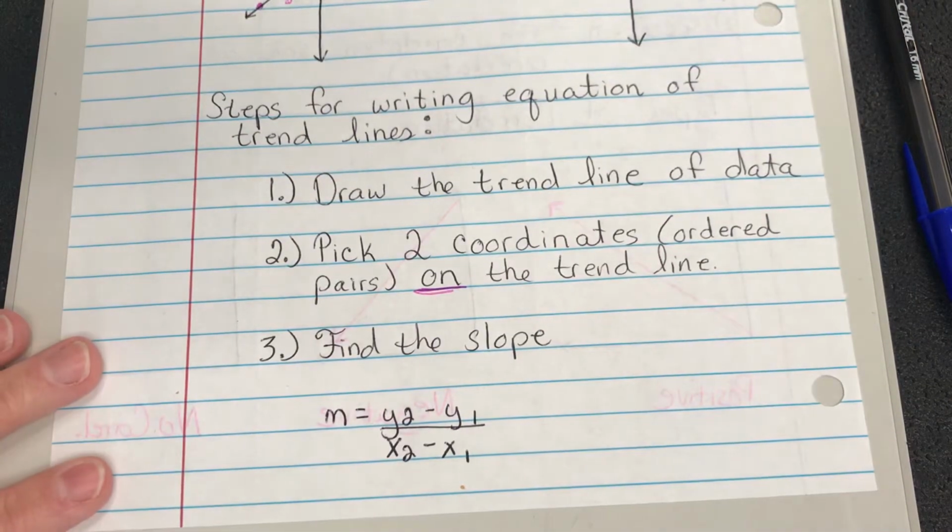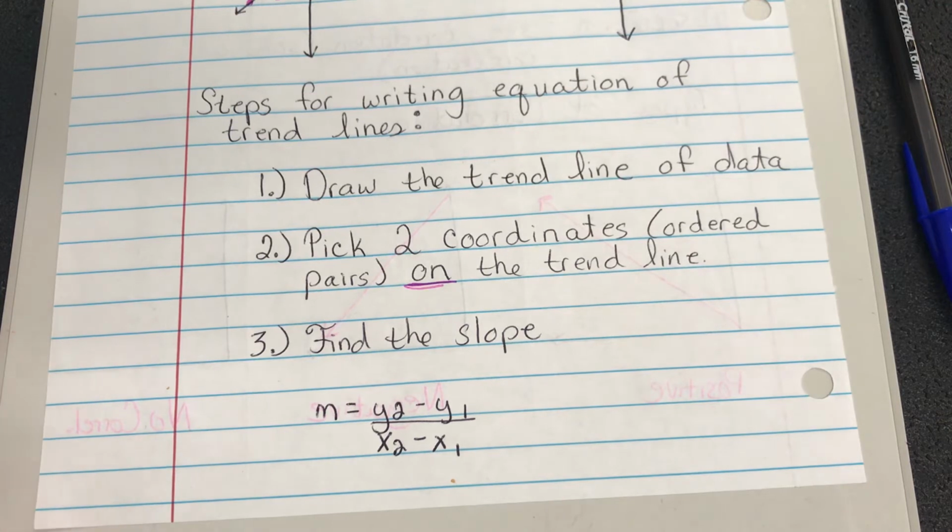Okay, steps for writing equations of a trend line. What you're going to do is you're going to draw the trend line of the data. You're going to pick 2 coordinates or ordered pairs on the trend line. Okay, you have to pick 2 points that are on the trend line that you just drew. And then you're going to find your slope. m equals y2 minus y1 over x2 minus x1. And you are going to use the 2 ordered pairs that you just drew your line through.